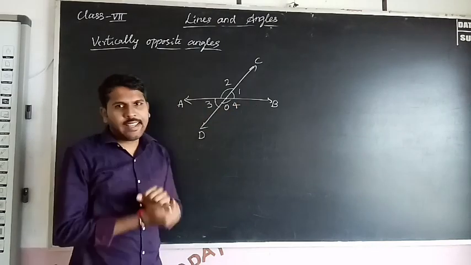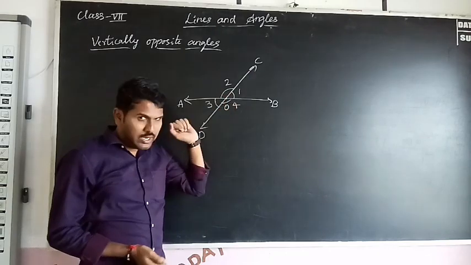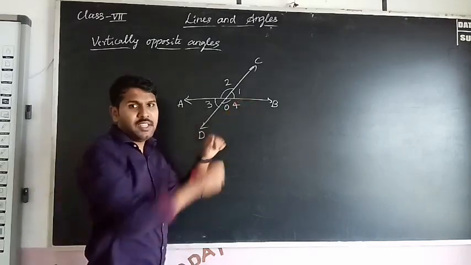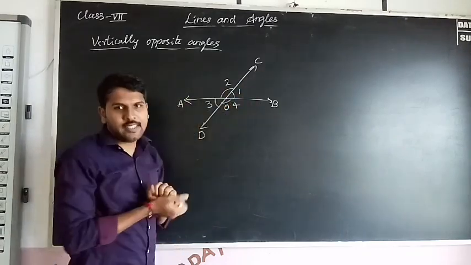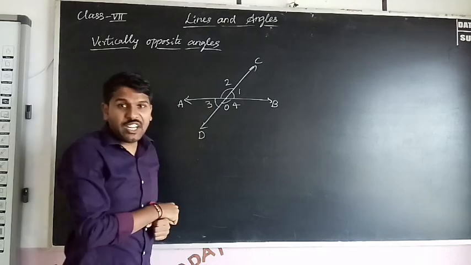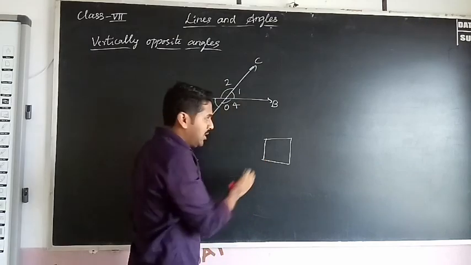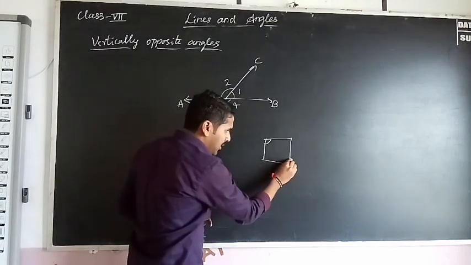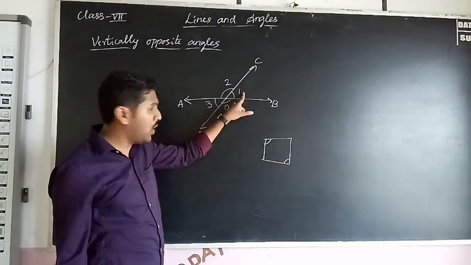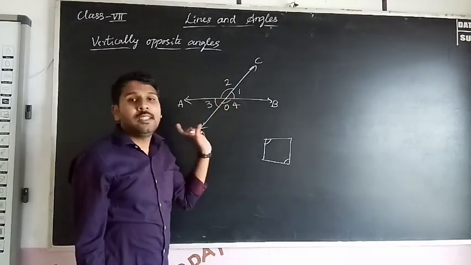Here 1 and 2 are adjacent angles. Why? Because they are sharing a common arm and a common vertex, and their other arms are on the other sides. So these two are adjacent angles. Now see here 1 and 3. These two are opposite to each other. Like in a square, one angle is opposite to another angle. 1 is opposite to 3 and 2 is opposite to 4.